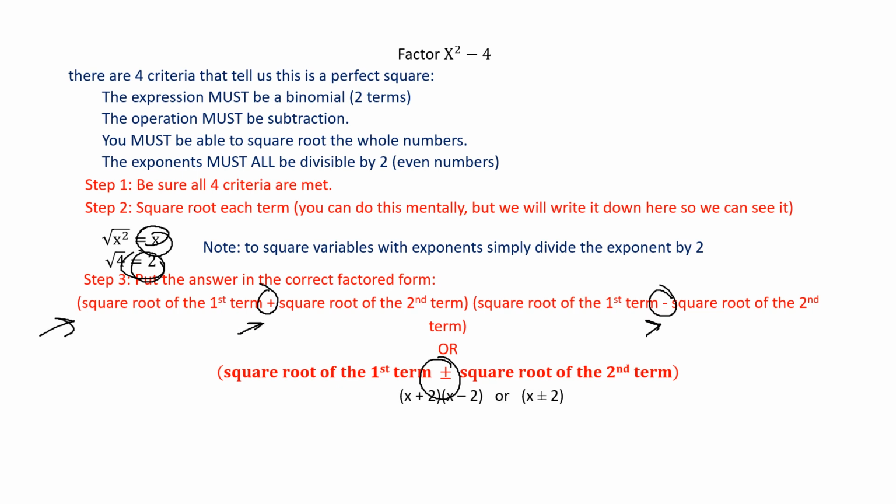So your two ways to write this is this way. Oh, let me clean that up. Is to write it as first term plus second term, x plus 2 or x minus 2. One plus, one minus, or you can simply write first term plus or minus second term. So they have to be two terms, it has to be subtraction, and I have to be able to square root it. Then I square root them, and I put them back in the right form. Let's look at another one.